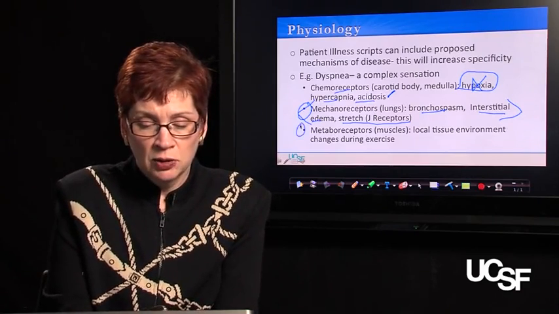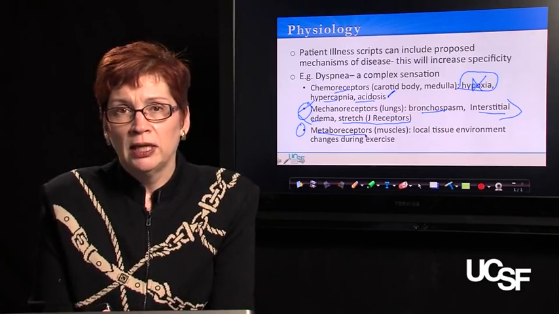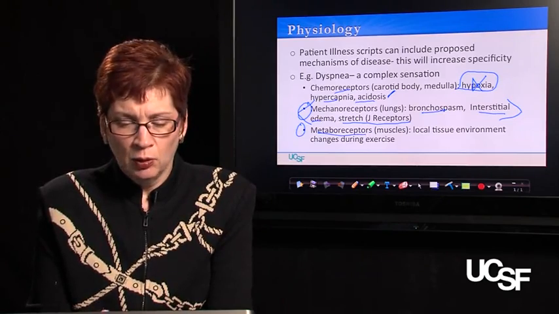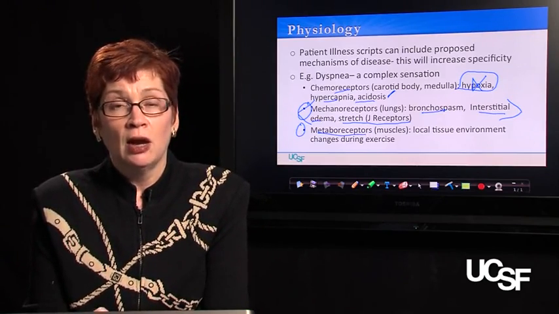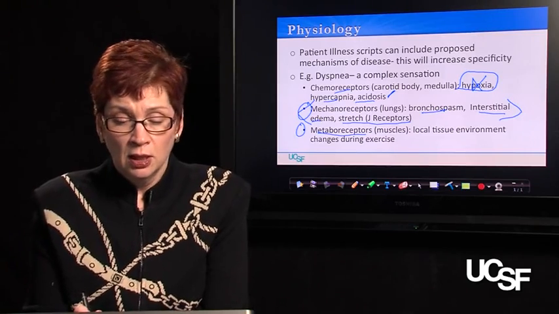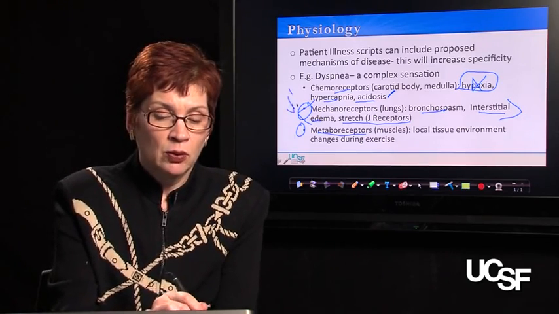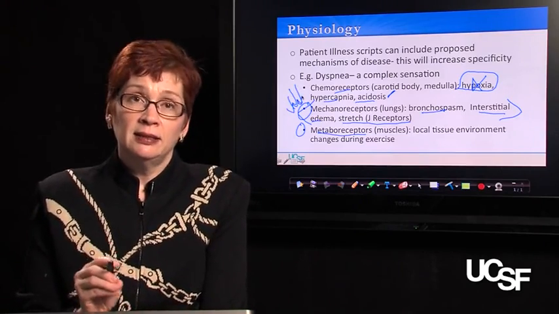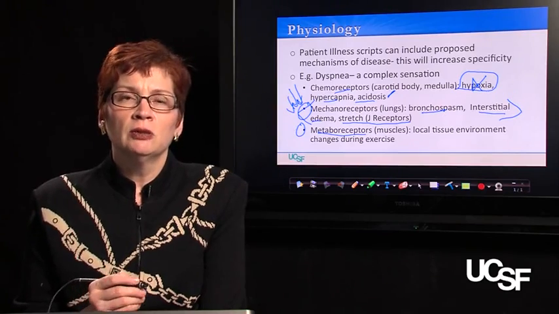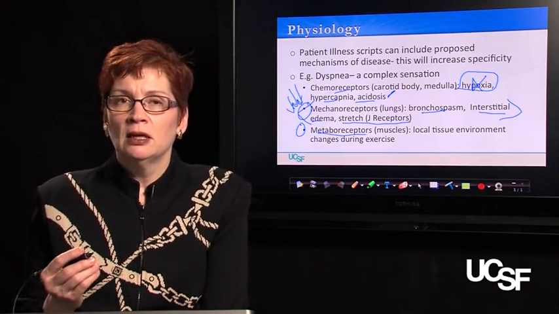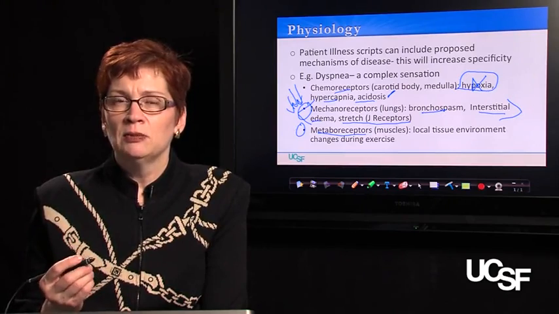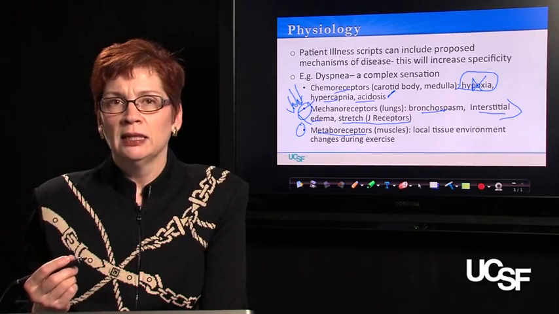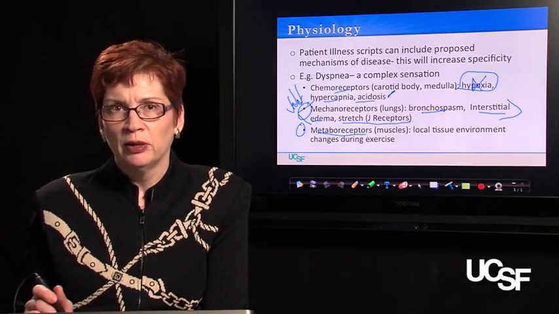And the third type of receptor is a metaboreceptor related to the muscles in the lung environment that get stressed during exercise. But we know her dyspnea occurs at rest as well as with exercise. So this is probably where our focus should be. And again, this may not be necessary to help you with your patient illness script in this case, but it is an interesting observation that even patients' mechanisms of disease might help you understand what possible etiologies are causing the problem that they're presenting with.